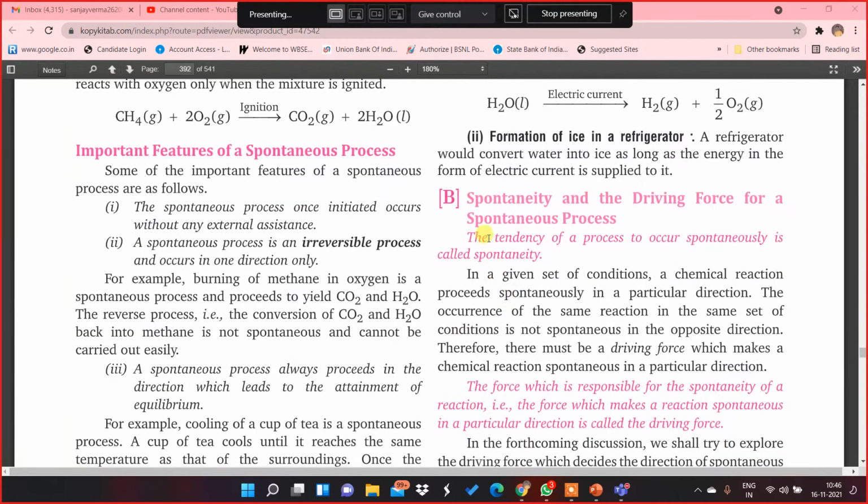Then, spontaneity and the driving force for a spontaneous process.